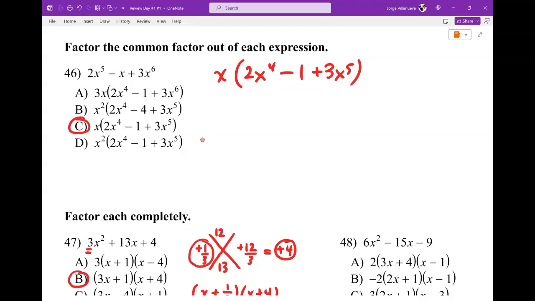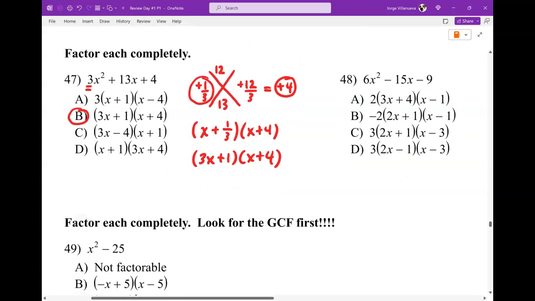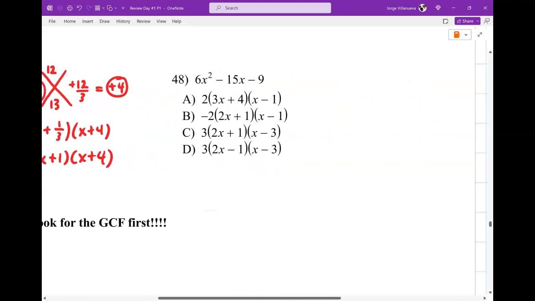So I'll repeat what I said to every class yesterday, I think. Pay attention to your options, right? I should have done that. But there you go. So factor each completely. We did 47. The thing about 47 is you did have to divide, okay? So you have to divide.